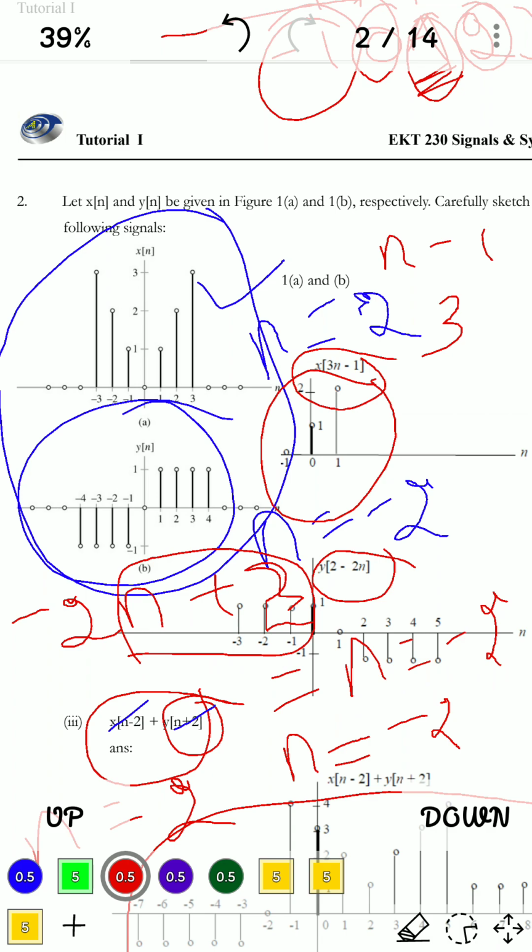Here n is equal to minus 2, and so you need to first shift the y of n signal 2 places to the left side, and then you're going to divide the time period by 2, and then you're going to reflect the signal. So here, as there is a minus, the reflection process comes into existence.